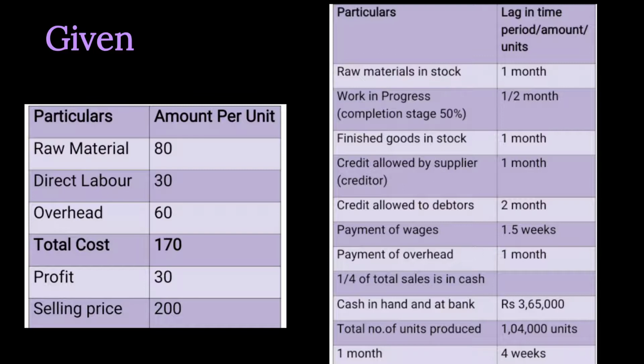Credit allowed by supplier is 1 month. That is the creditor period is 1 month. Credit allowed to debtors is 2 months. Payment of wages is done in 1.5 weeks. Payment of overhead is done in 1 month, and 1/4 of the total sales is done in cash. Cash in hand and cash at bank are given as rupees 3,65,000. The total number of units the company produces is 1,04,000 units, and they have also said that 1 month can be considered as 4 weeks.